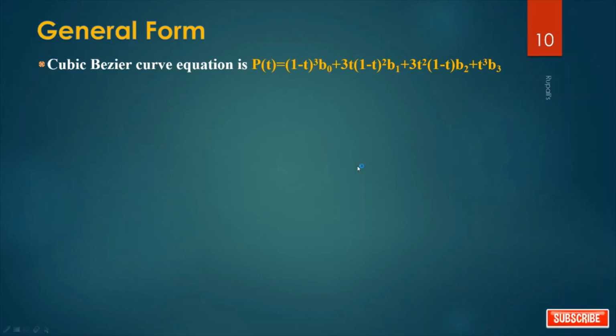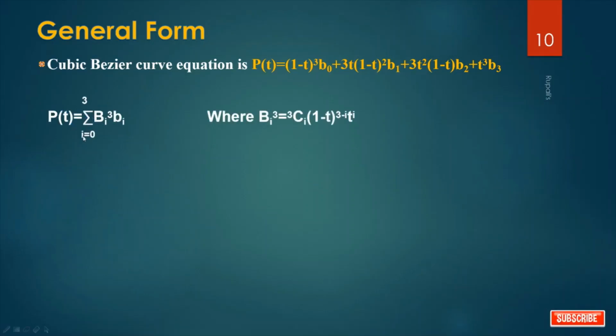So this is the equation of our Bezier curve. So what is the general form of the curve? It is P(t) equals summation i from 0 to 3 of B_i,3(t) b_i, where capital B_i,3 equals 3Ci (1 minus t)^(3 minus i) t^i. What does it mean? When the value of i equals 0, then in place of i you write 0. So B_0,3 equals 3C0 (1 minus t)^(3 minus 0) t to the power 0. After calculation we get (1 minus t) cube, that is the first term. Then it is b0.